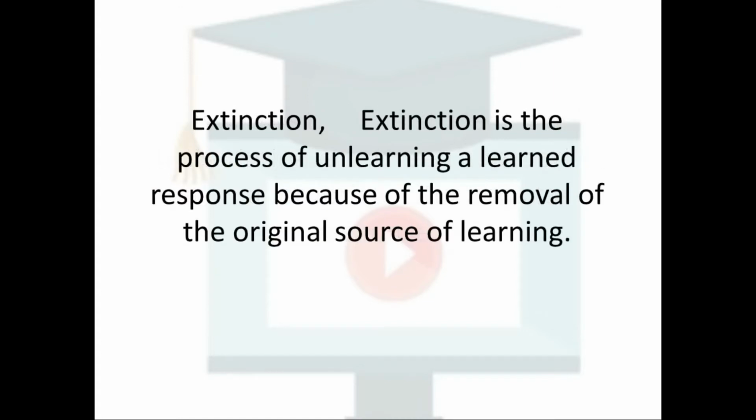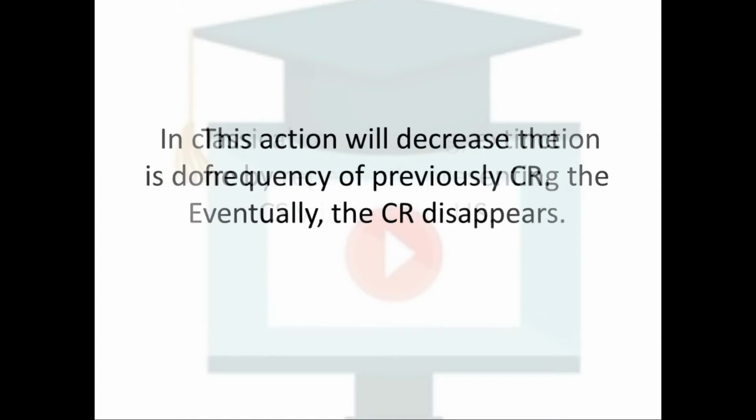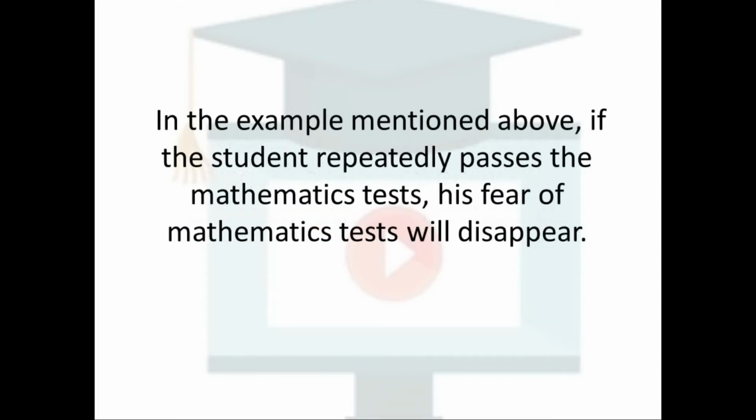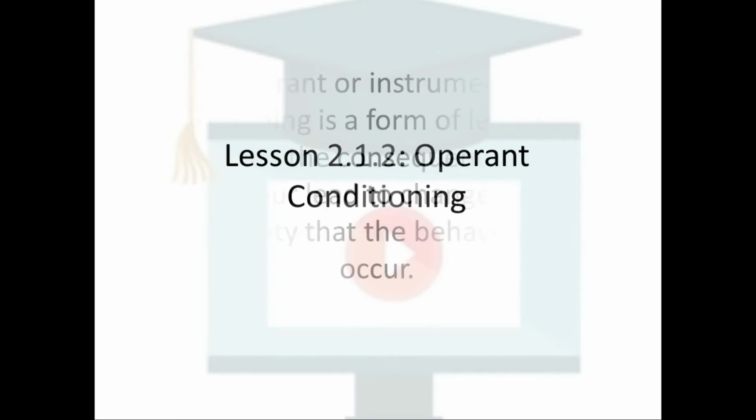Extinction. Extinction is the process of unlearning a learned response because of the removal of the original source of learning. In classical conditioning, extinction is done by repeatedly presenting the CS without the US. This action will decrease the frequency of the previous CR. Eventually, the CR disappears. In the example mentioned above, if the student repeatedly passes the mathematics tests, his fear of mathematics tests will disappear. Lesson 2.1.2 Operant Conditioning.